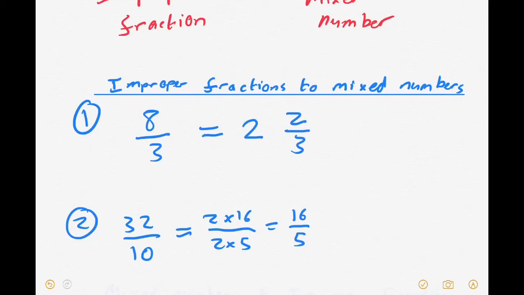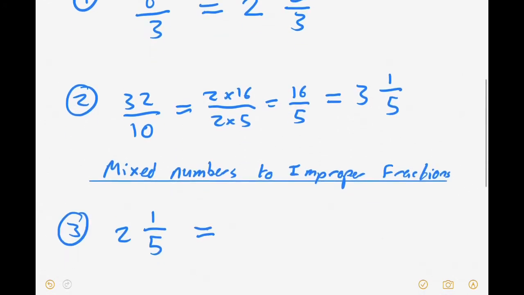So let's see how many times does 5 go into 16? Well, it goes in 3 with a remainder of 1. So we get 3 and 1/5. So to convert from improper fractions to mixed numbers, we're looking at the bottom number, seeing how many times it goes into the top number, and then writing whatever's left over as the remainder as a fraction. So 3 and 1/5 for that answer there.